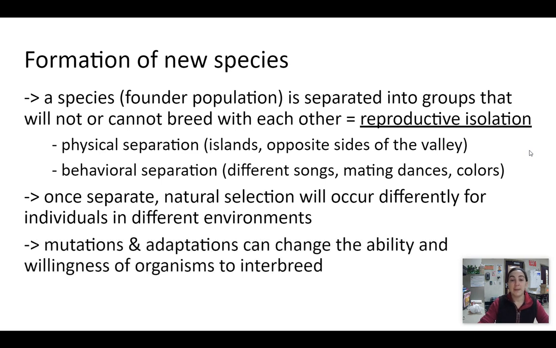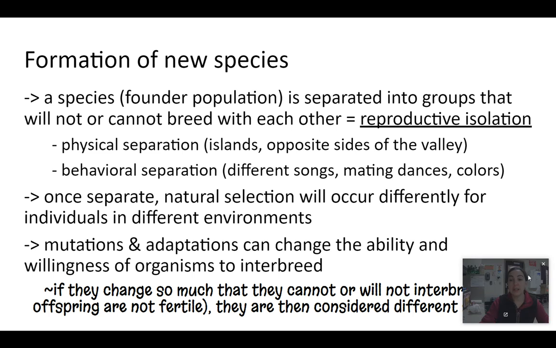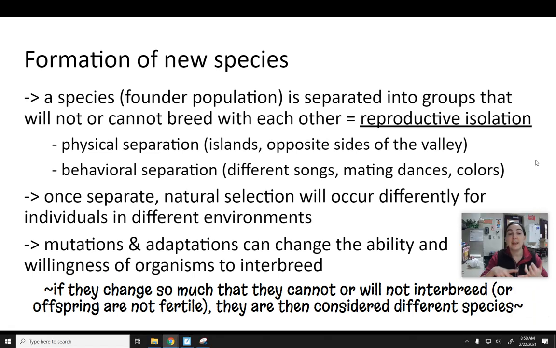Those mutations and adaptations can sometimes change the ability and the willingness of organisms to interbreed. And so if the organisms change so much over the course of time that they either cannot or will not interbreed, or their offspring are no longer fertile, that's when we consider them separate species. So the salamanders aren't quite separate species yet. They still can interbreed in the south, and their offspring are fertile, but since their offspring aren't well adapted, they're probably not going to survive. And so those two groups will probably become more and more isolated, and they soon will become new species, even though they're not quite there yet.